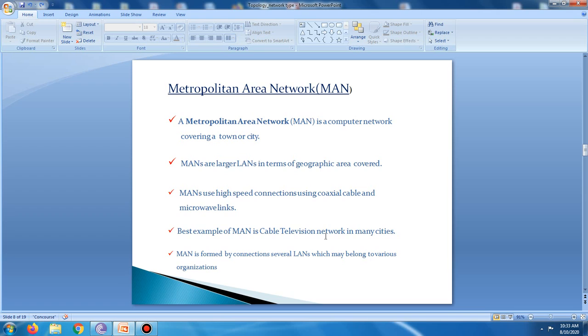Okay, another one is metropolitan area network, MAN. MAN can extend over an entire city. A company can use a MAN to connect the LANs in all its offices throughout a city. MANs are larger than a LAN in terms of geographical area covered. MANs use high speed connection using coaxial cable and microwave links. A MAN can be owned and maintained by a private company. For example, Airtel, Vodafone, etc.